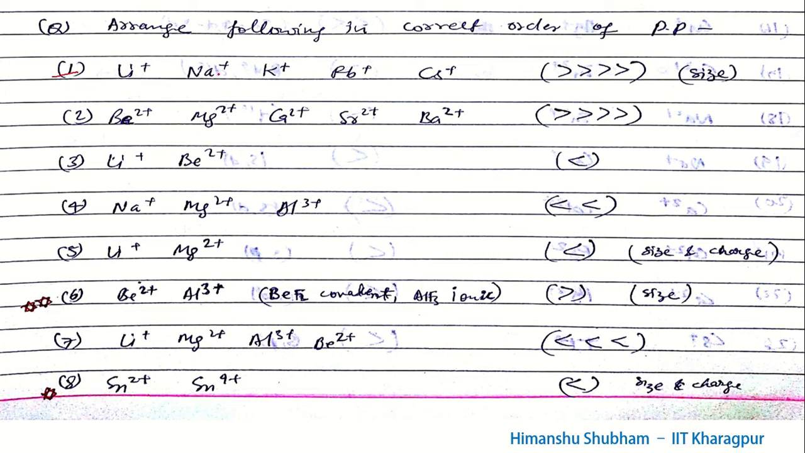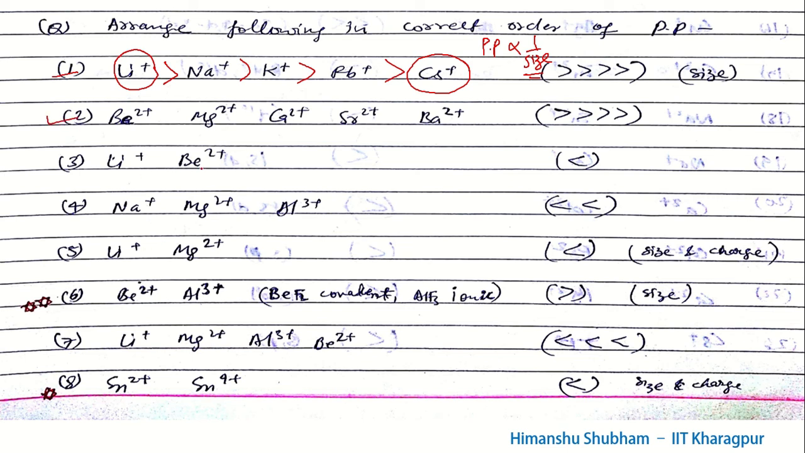Here we can quite easily state that the size of Li+ is minimum and that of Cs+ is maximum, and we know that polarizing power is inversely proportional to size. We have learned in an earlier lecture as well. So the polarizing power of Li+ would be maximum, followed by Na+, K+, Rb+ and Cs+. A similar explanation can be given for the next question.